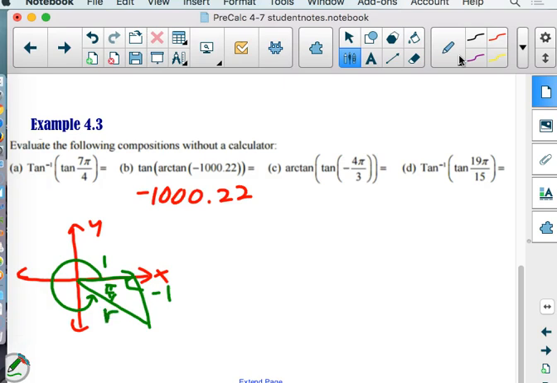Yeah, we had a little confusion over that one yesterday. You know, in the 30, 60, 90, we have the 1, the square root of 3, and the 2. And for the 45, 45, 90, it's 1, 1, and the square root of 2. So we want the tangent of 7 pi over 4. And the tangent is going to give us opposite over adjacent, -1.